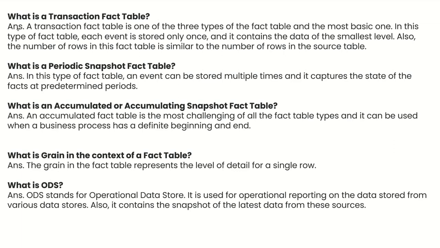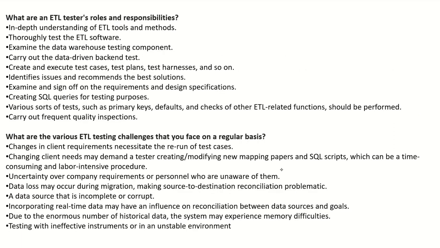So coming to next question, what is grain in the context of a fact table? The grain in the fact table represents the level of detail for a single row. So what is ODS? ODS stands for Operational Data Store. It is used for operational reporting on data stored from the various data stores. Also, it contains a snapshot of the latest data from these sources.